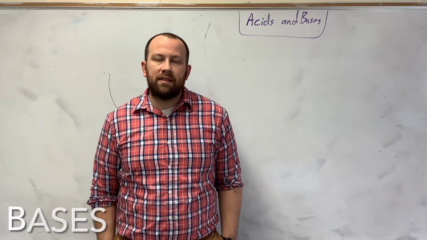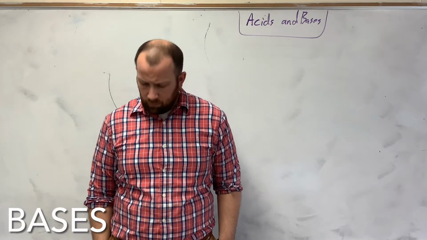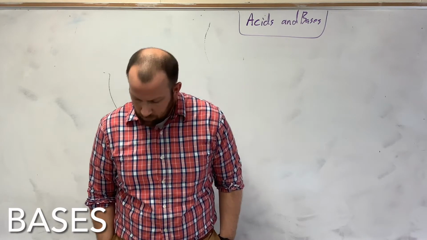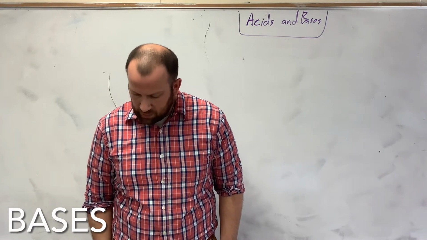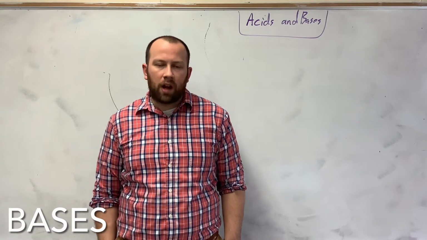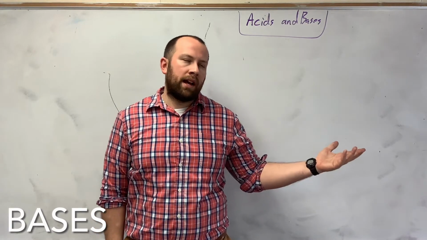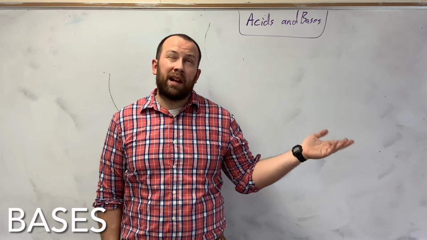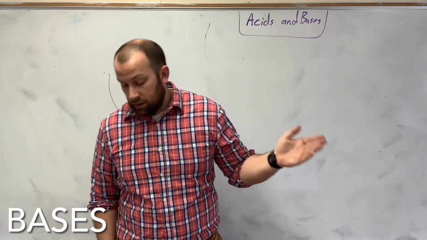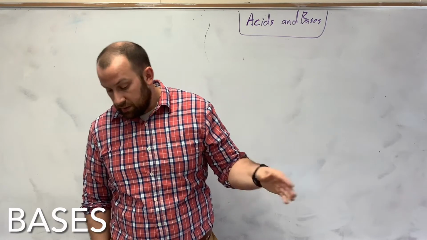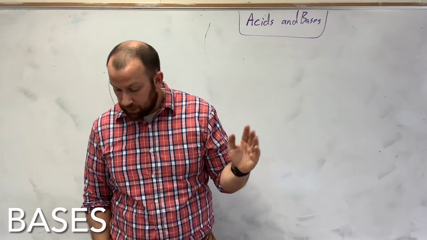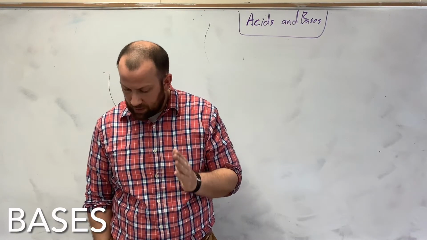All right, a base is a chemical species that releases hydroxide ions when put in water. So an acid makes a hydronium ion. A base, when put in water, becomes a hydroxide ion.